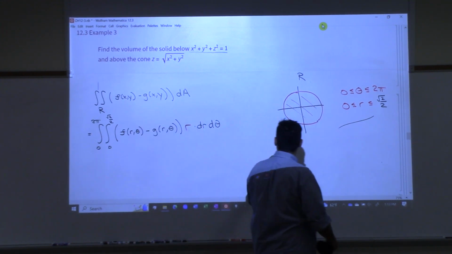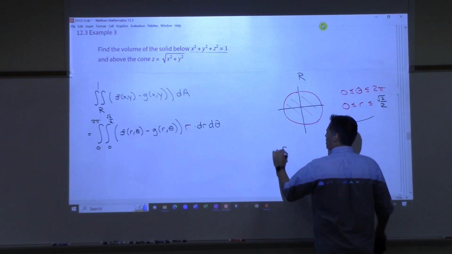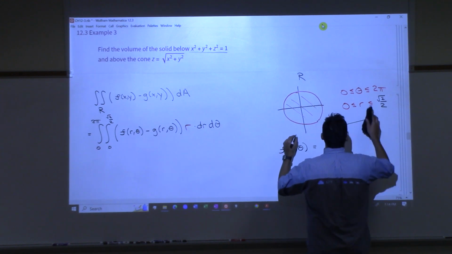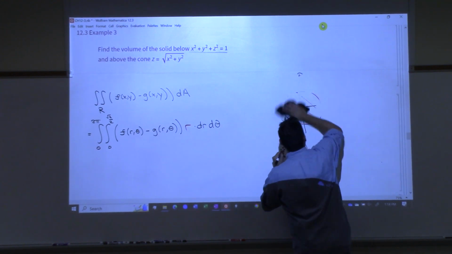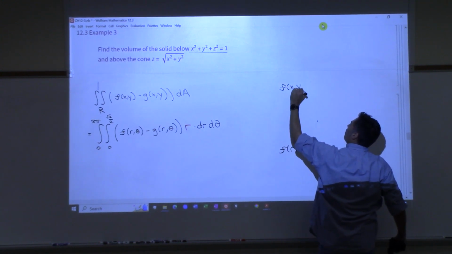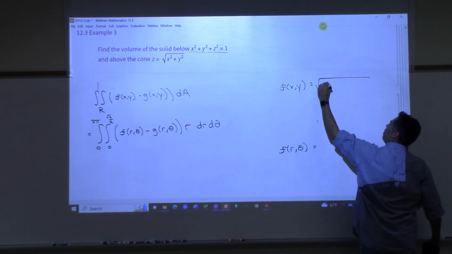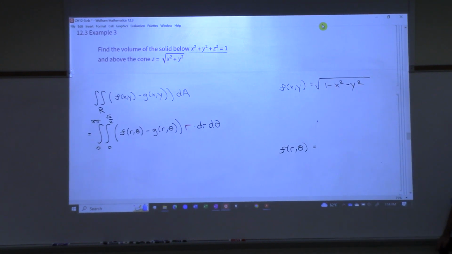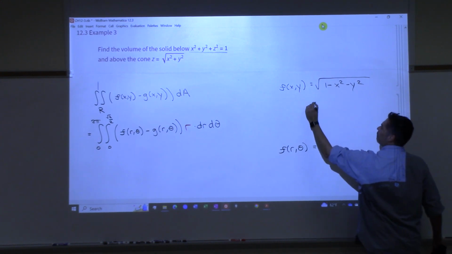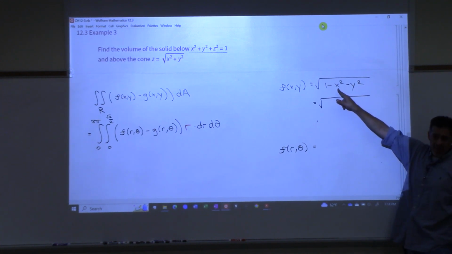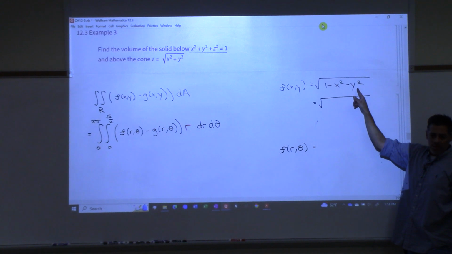But over here on the side, I'm going to write down what is f of r theta. Well, f of xy was the square root of 1 minus x squared minus y squared. Any ideas on what to do with that? To get it to polar? x equals... What do we replace x with in polar? r cosine theta, and we replace y with r sine theta, right?